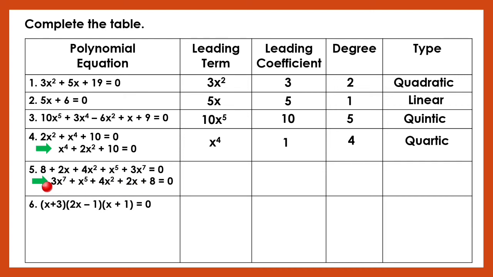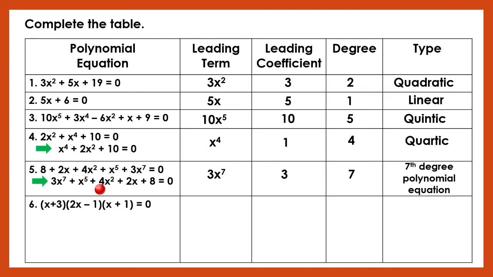So, ang leading term natin is 3x raised to 7. The leading coefficient, yung number na nasa unahan, that is 3. And then, yung degree, yung exponent ng x, that is 7. What type? So, yung degree natin greater than 5, ang kanyang type ay 7th degree polynomial equation.